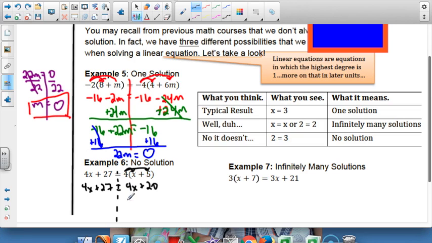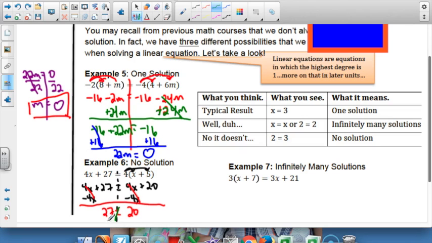So now I'm going to move my variables. Subtracting 4x, subtracting 4x. Now look what's going to happen here. I'm going to have 4x minus 4x is 0, and that leaves me with 27. Over here, 4x minus 4x, also 0, and that leaves me with 20. Well, guys, does 27 equal 20? No, no it does not.